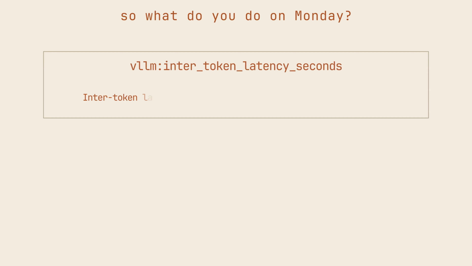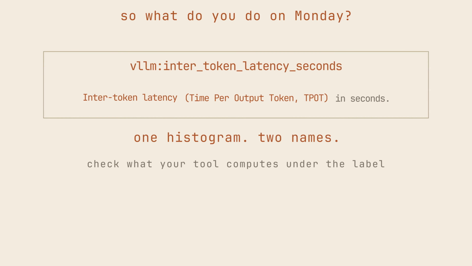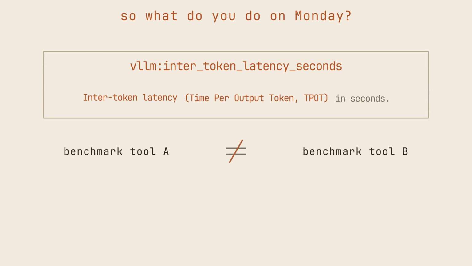One thing to watch while you're in there. vLLM's own metrics page puts both of those names onto a single histogram, calling it intertoken latency and time per output token on the very same line. So check what your tool computes underneath the label before you trust it. And do two different benchmarking tools even agree on intertoken latency? They don't, and we'll do that one properly in upcoming episodes.